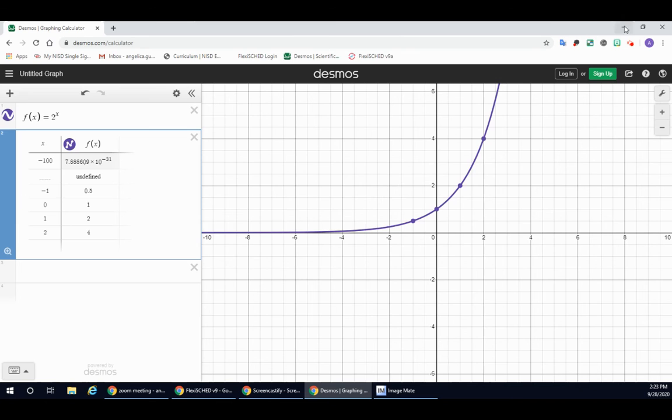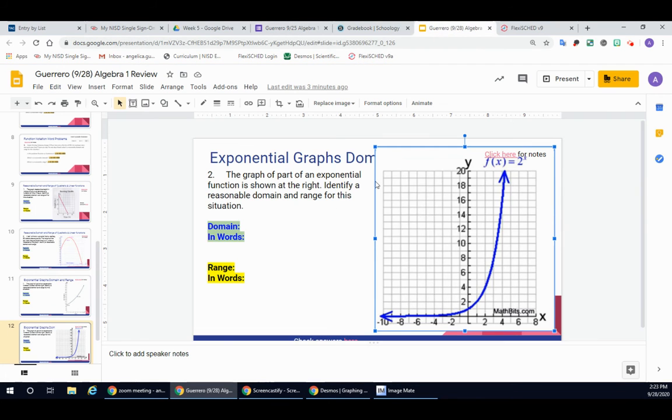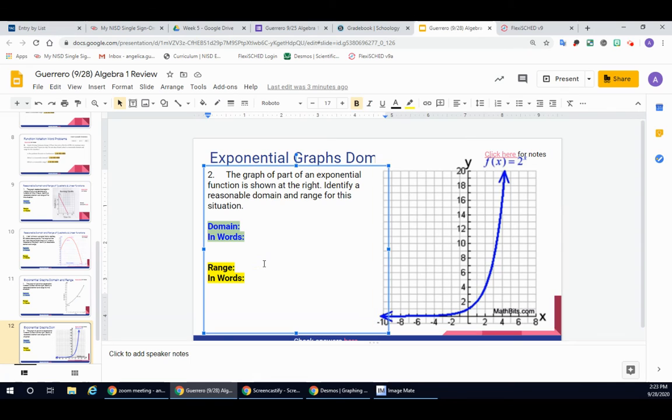So when we go back to our exponential graph, you're going to have to write the domain is going to be all real numbers, and your range is actually going to be y is greater than 0. It's not equal to, y is greater than 0. So range is going to be y is greater than 0, not equal to, and domain is going to be all real numbers. Okay?